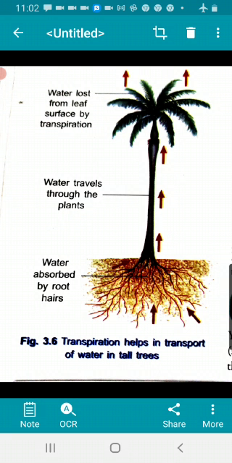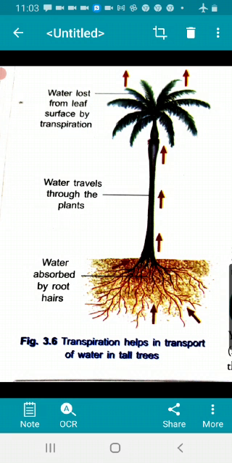As you have studied, the evaporation of water from leaves generates a suction pull, which can pull the water to great heights in tall trees. Transpiration also cools the plant. Thus, transpiration helps in the transportation of water in plants.